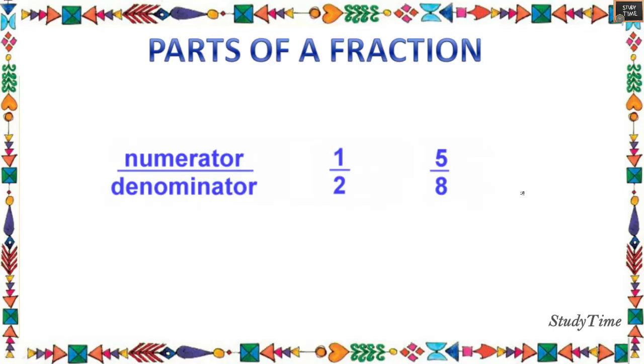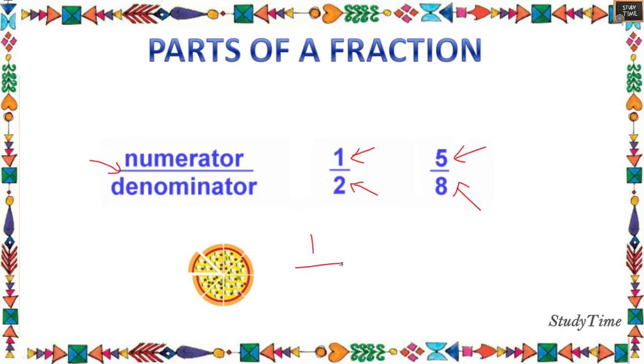Next we'll see parts of a fraction. You have 2 parts, numerator and denominator. The number which is above the line, this line, is called the numerator. The number which is below the line is called the denominator. Here 1 is numerator and 2 is denominator. Here 5 is numerator and 8 is denominator. So in this pizza concept, we have written 1 by 8. Here 8 is denominator and numerator is 1.